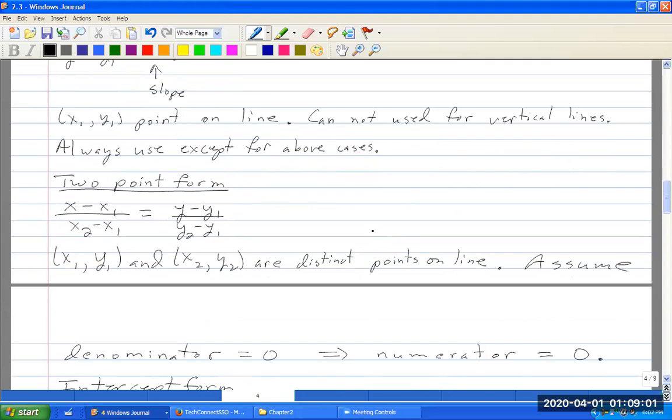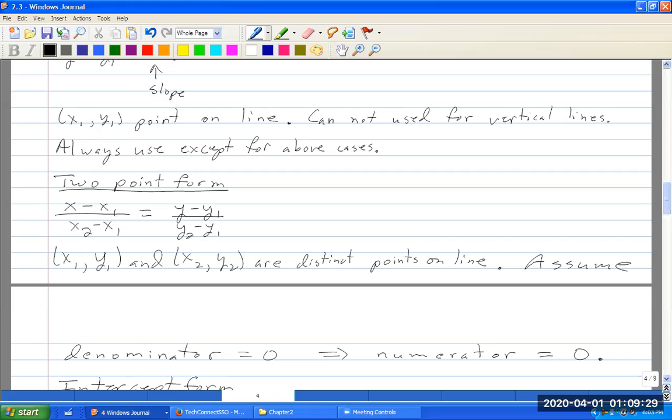Well, of course, you would use it if they tell you to use that form. The 2-point form for the equation of a line is (x minus x1) divided by (x2 minus x1) equals (y minus y1) over (y2 minus y1), where (x1, y1) and (x2, y2) are two distinct points on the line.